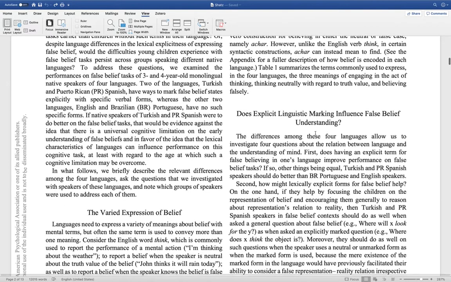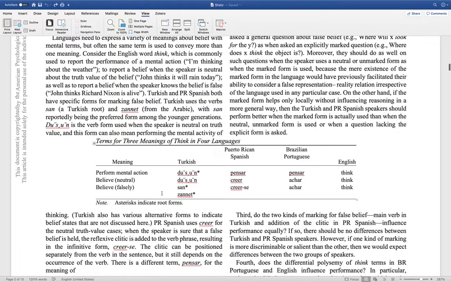It says there's an appendix. We can go look at that, but let's look at this table, right? So we got performing mental action. That's just thinking, right? So we can see that all 4 languages have a word for that. When we look at belief neutral, is it true? He thinks it's right. Is he right? I don't know. All languages have a word for that. In terms of false belief, right? All languages have a word for that.